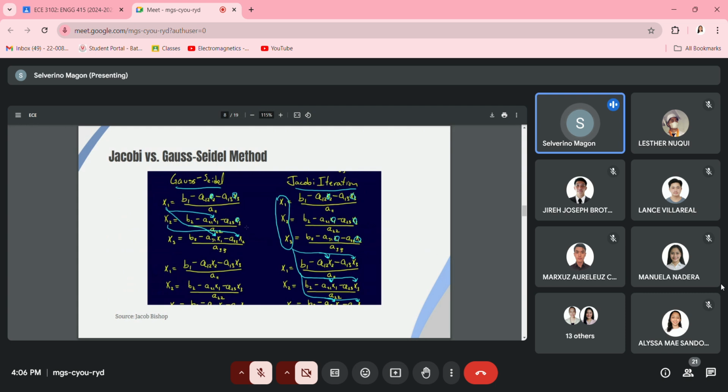But the thing is to summarize the key differences between the two. In the Jacobi iteration, we solve for x sub 1 based on equation 1, using the initial guesses for x sub 2 and x sub 3. For x sub 2, we use equation 2 with the initial guesses for x sub 1 and x sub 3. For x sub 3, we use equation 3 from the initial guess of x sub 1 and x sub 2. And then these three values will be used for solving the new values of x sub 1, x sub 2, and x sub 3 in the next iteration.